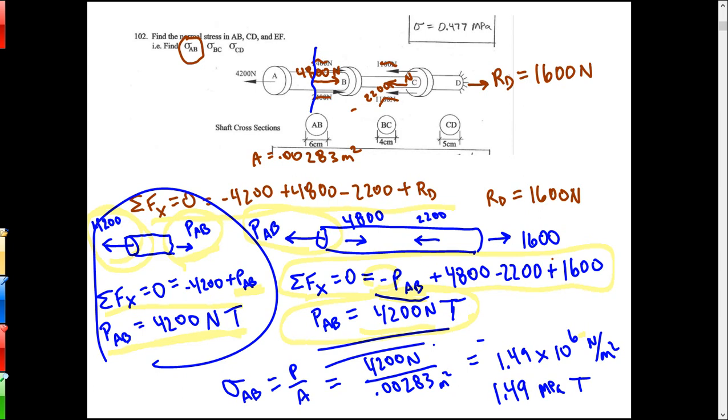Just to clarify, very simply, you make an assumption. If it's positive, you made the right assumption. If it's negative, towards the end of the problem, say PAB is negative 4,200, then you know that you made the wrong assumption. Then you make the correction, and the correction is just turning it around. That's all the correction is. We're good with that.